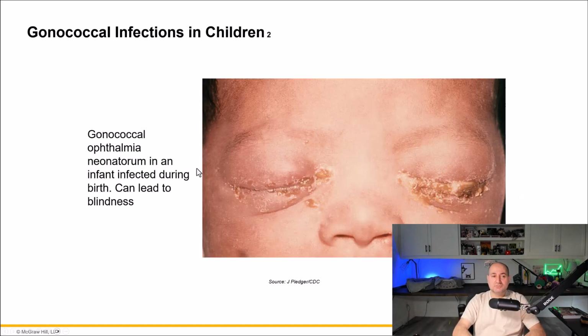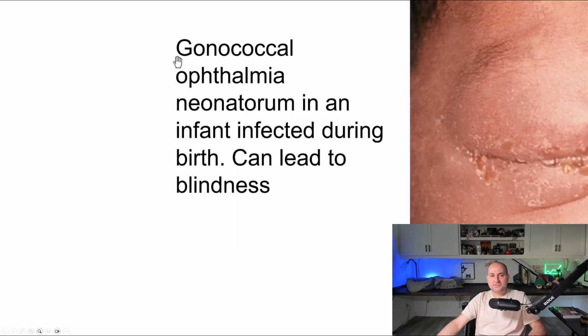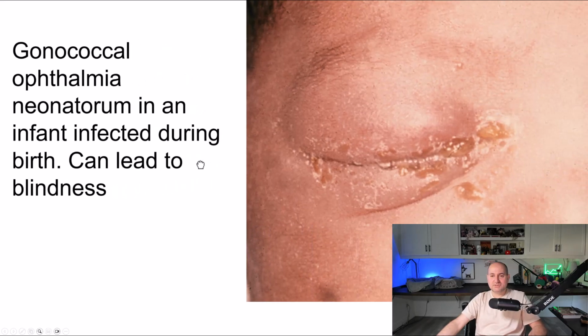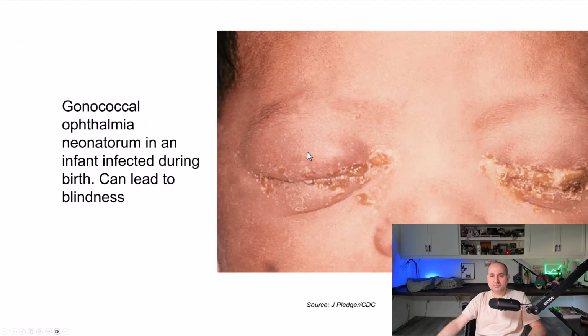You can see here what is called gonococcal ophthalmia in the newborn. So here you can see that eye infection in the newborn, the gonococcal infection passed on from the mother to the infant during birth. You see gonococcal ophthalmia neonatorum in an infant infected during birth. This can lead to blindness if not treated properly.